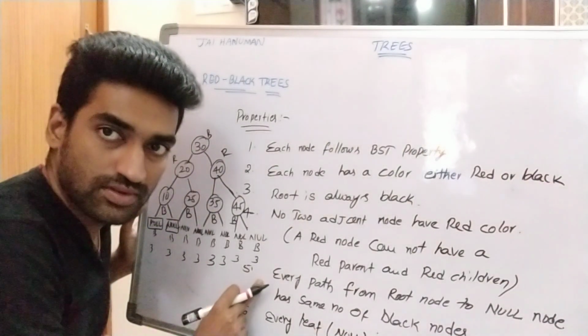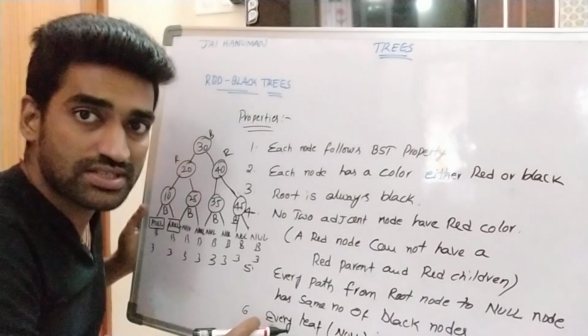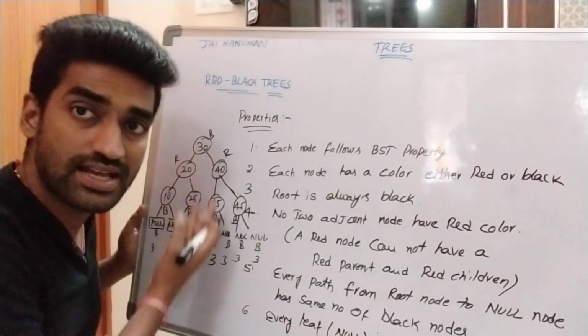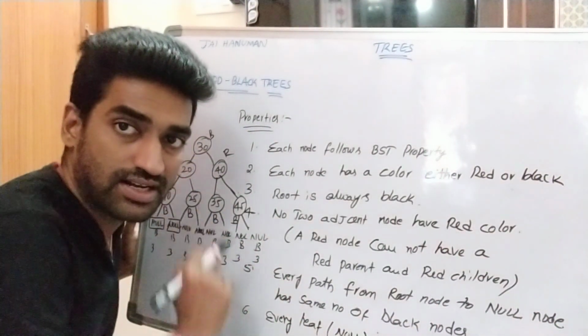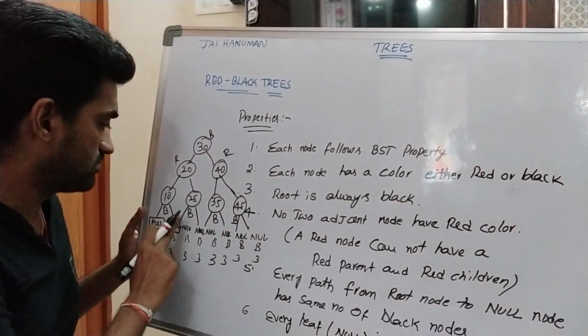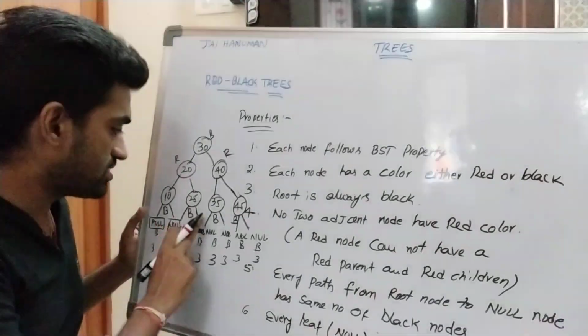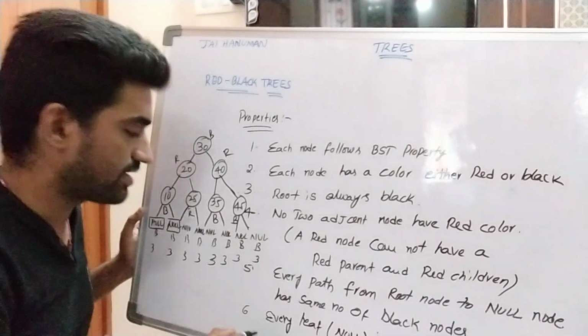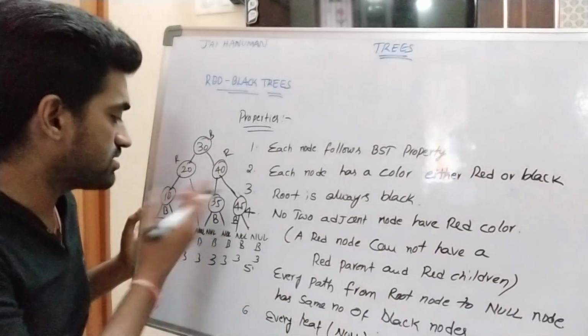As well as, what is property number 6? Every leaf node is said to be null, that is black. That property is also satisfied by this tree. So that's why this is a red black tree, right? Suppose here this can be considered as red. So this tree is not a red black tree.